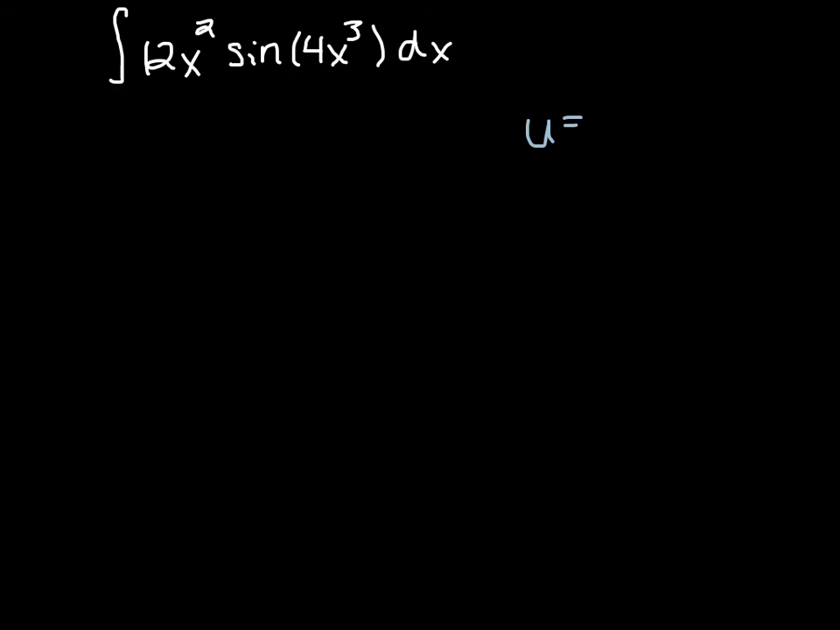So 12x squared. If we took the derivative of 12x squared, it wouldn't look anything like 4x cubed. But if we took the derivative of 4x cubed, it would look exactly like 12x squared. So let's say 4x cubed is our u. That means du is going to be equal to 12x squared dx. And that matches up just perfectly with everything. So 4x cubed goes with 4x cubed, and 12x squared dx matches up with 12x squared dx.